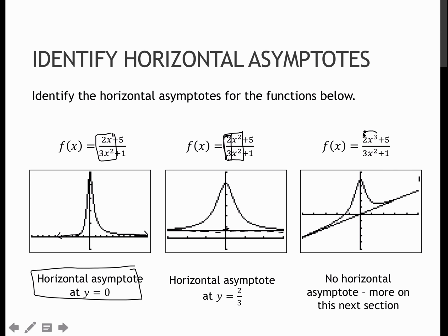If the degree on top is larger, as I have here in my last example, there's no horizontal asymptote. We're going to talk more about the slant asymptote, which is what this is, in our next section. So for now, if the degree on the bottom is larger, it's 0. If it's the same, it's the coefficients.